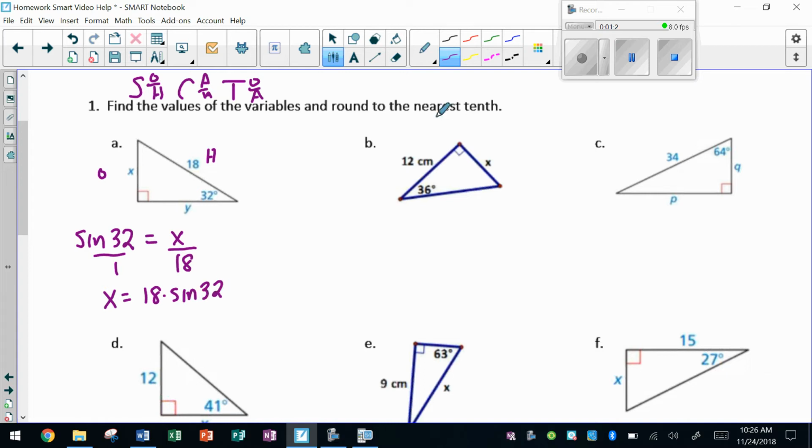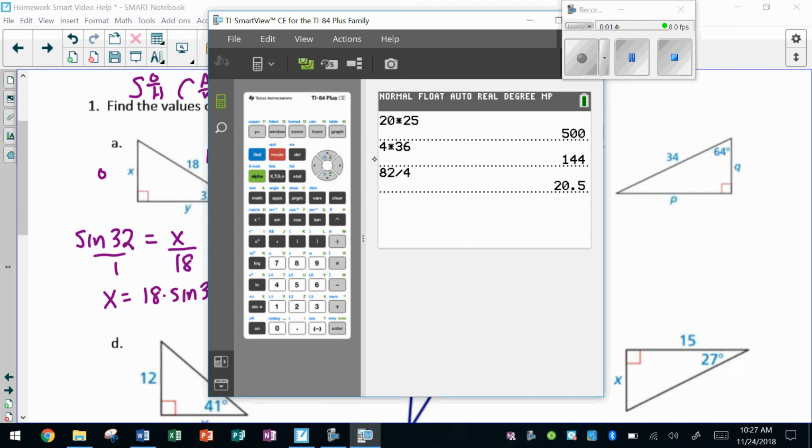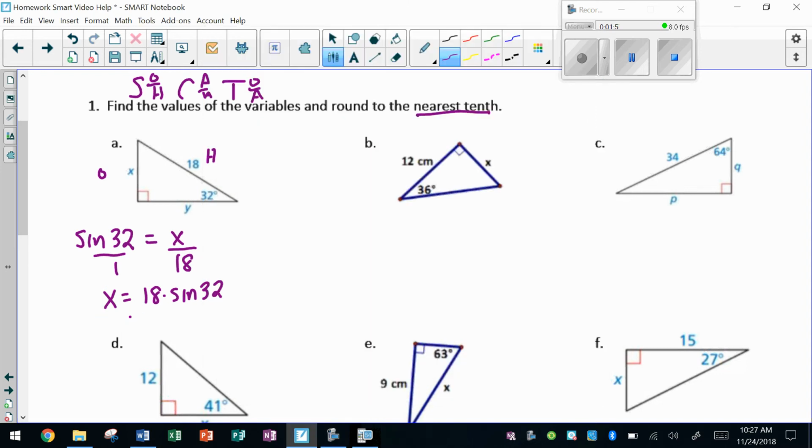Okay, now they want us to round this to the nearest tenth, so now we go to the calculator. And you should always check your mode to make sure that your mode is not in radians but in degrees. As you can see, my mode is in radians, so I'm going to go down with my arrow key and over to the right, and I'm going to press enter so that it's now on degree. And then I can quit out, go back to the home screen, and I can actually do 18 now times the sine of 32 and press enter. And there's the answer. So the side length is about 9.5 units. They want us to round to the nearest tenth, so that will be 9.5. So x equals 9.5.